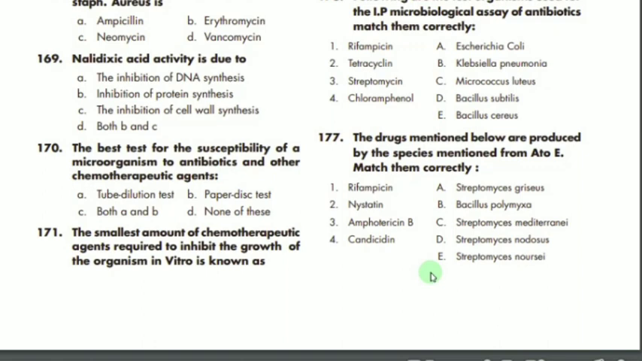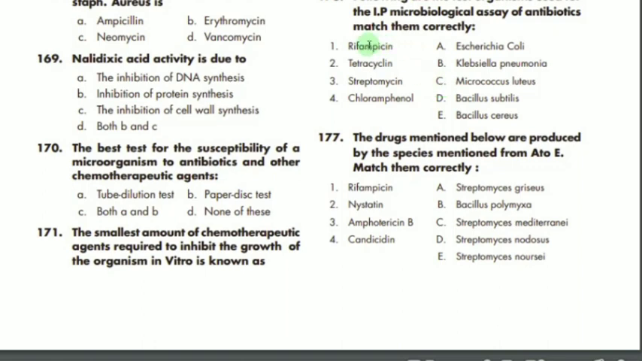The 176 MCQ says that the following are the test organisms used for the IP microbiological assay of antibiotics. Match them correctly. These are the antibiotics, as you can see, and these are the bacteria. We have to match each antibiotic with the correct bacteria, meaning those bacteria which are sensitive to the antibiotic.